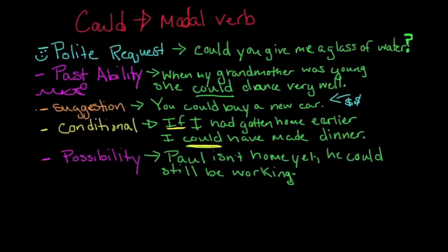And then, Paul isn't home yet. He could still be at work. So this is a possibility, a percentage chance. We could say there's a 20% chance that he's at work, a 20% chance that he's at the grocery store, a 20% chance that he's at the gym. These are the normal places where Paul goes, and there's a pretty even percentage chance that he could be at any of these places, the gym, work, or the grocery store.